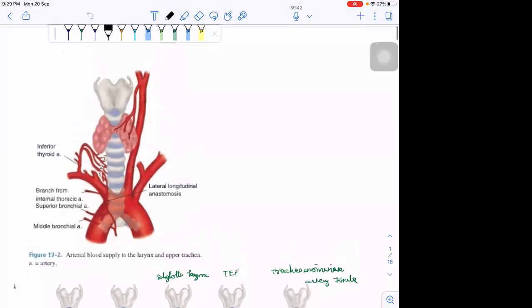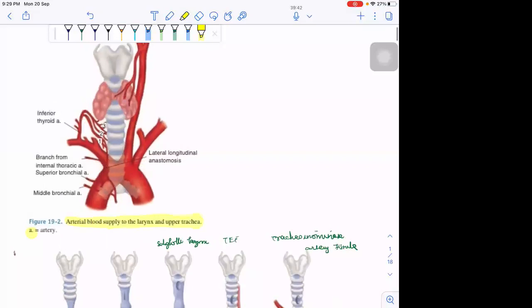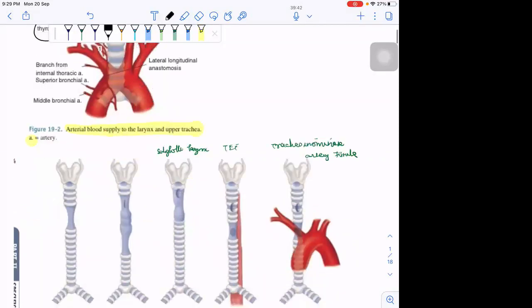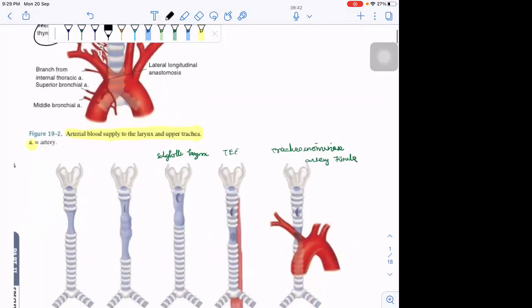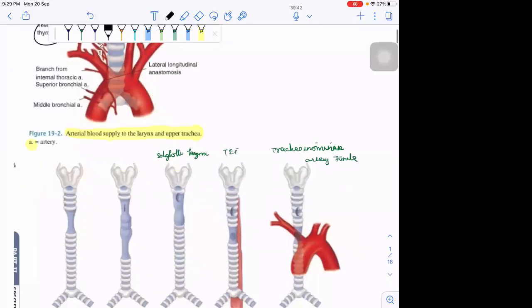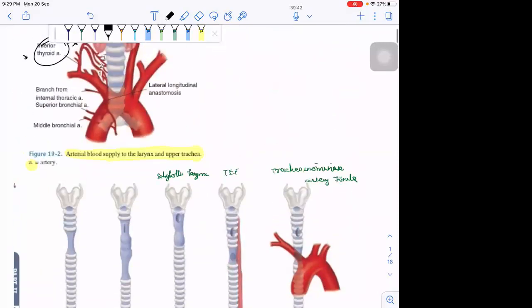Only MCQ points. First I will come to the blood supply to the larynx and upper trachea. You see, the inferior thyroid artery is supplying the trachea. Just remember, they will confuse whether it is the superior thyroid artery or the inferior thyroid artery. It is the inferior thyroid artery that supplies the trachea. That is important.